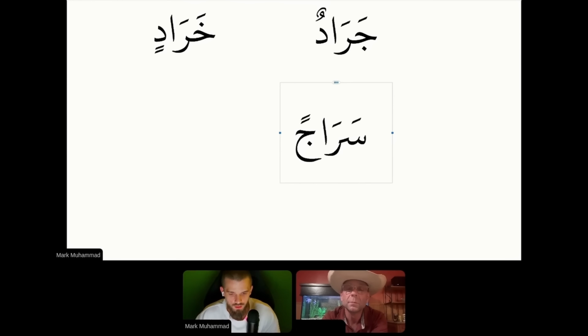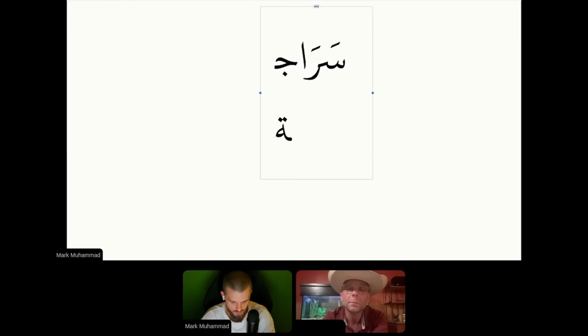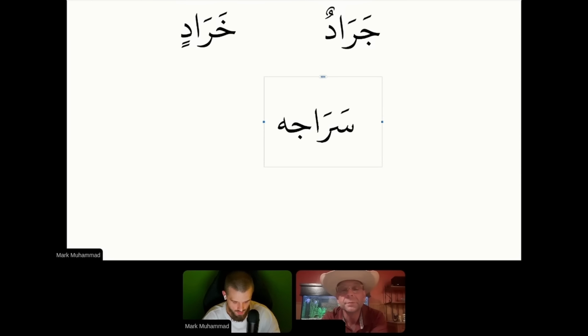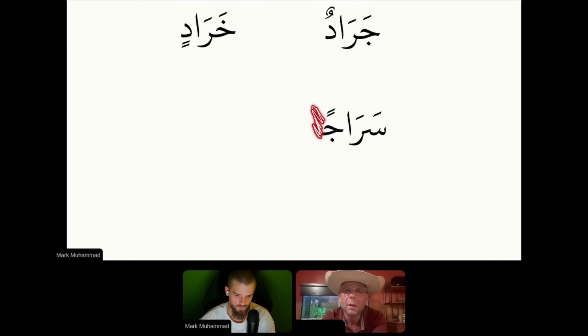Whenever we write the two fathas, unless the word ends with this letter or this letter, which we've not come across yet, from the top of my head anyway, if we finish like this, it will have an alif at the end of it. Only with the two fathas. I'm going to add it here because I don't think it's going to confuse you. The only thing you need to know is that at this point we're just going to ignore it.